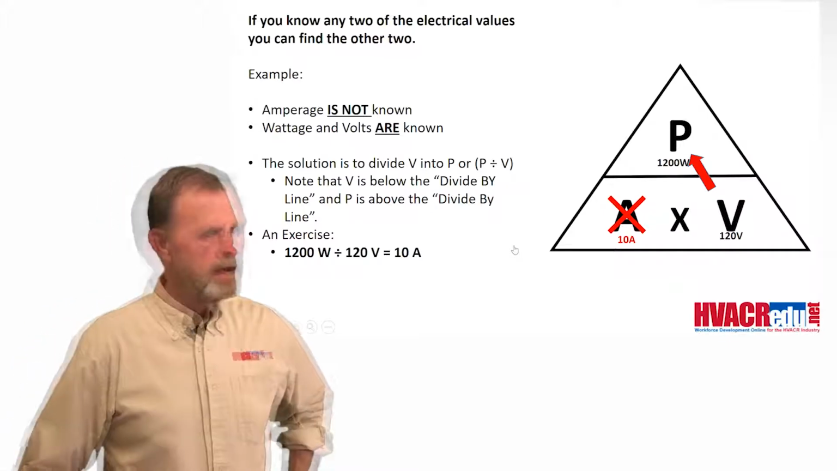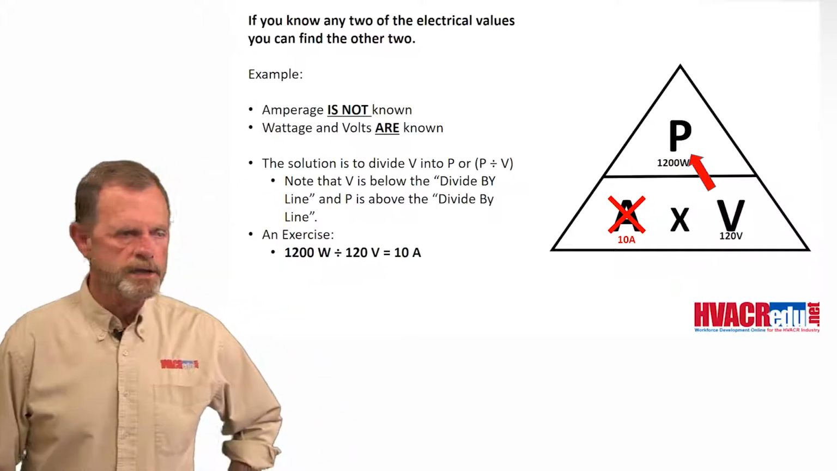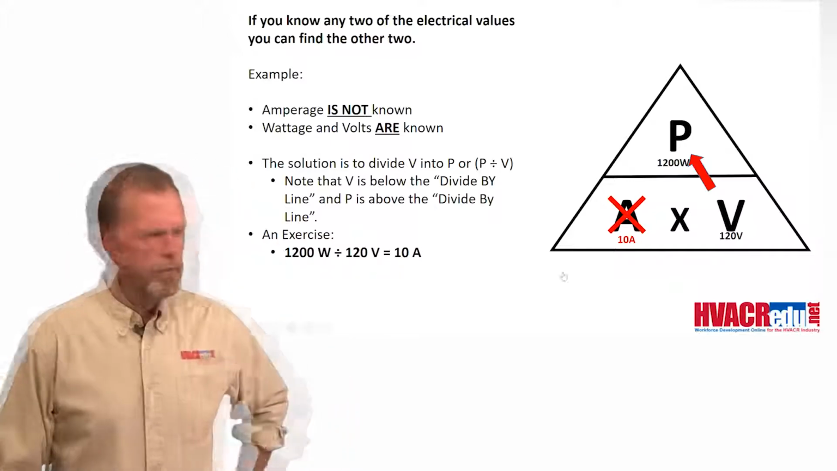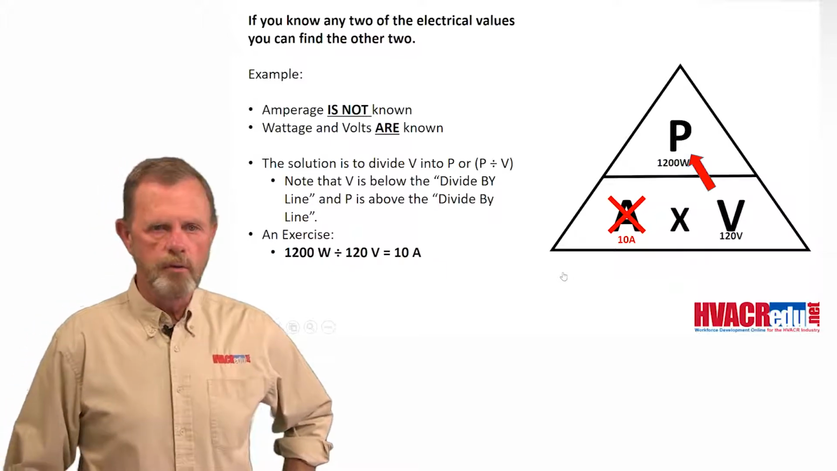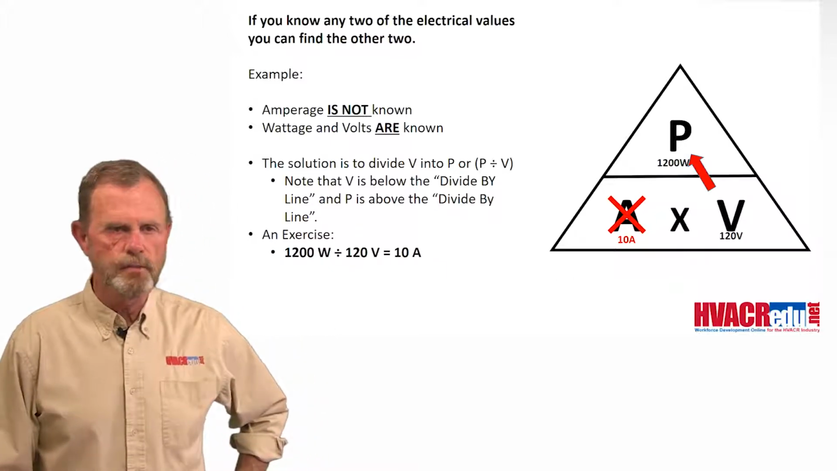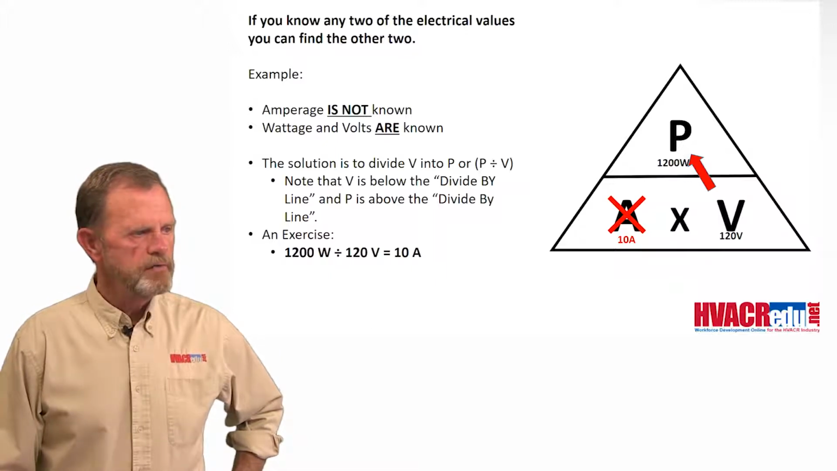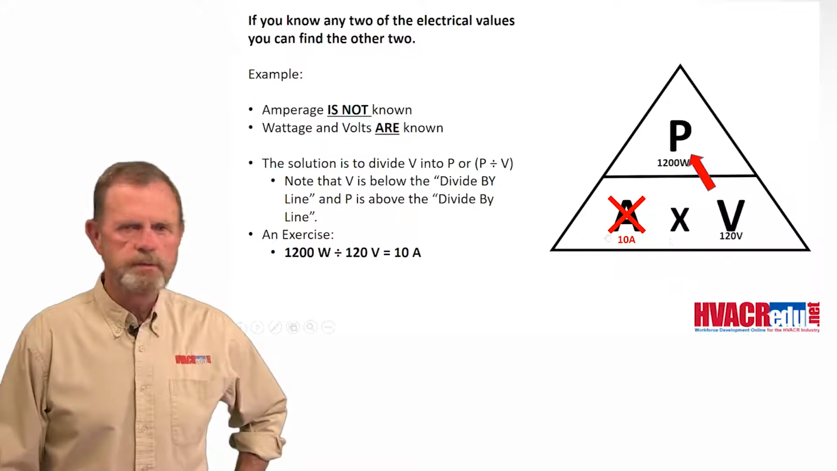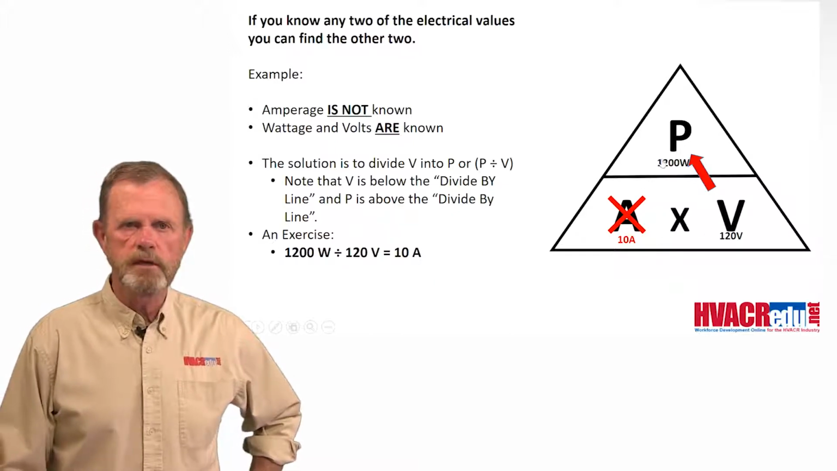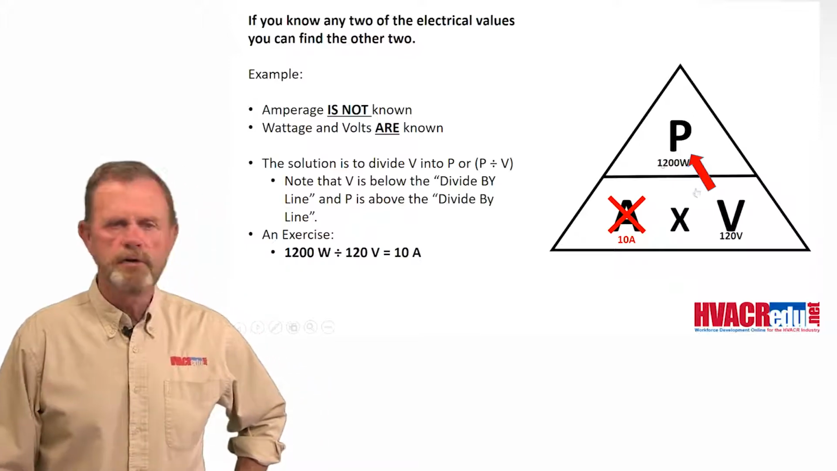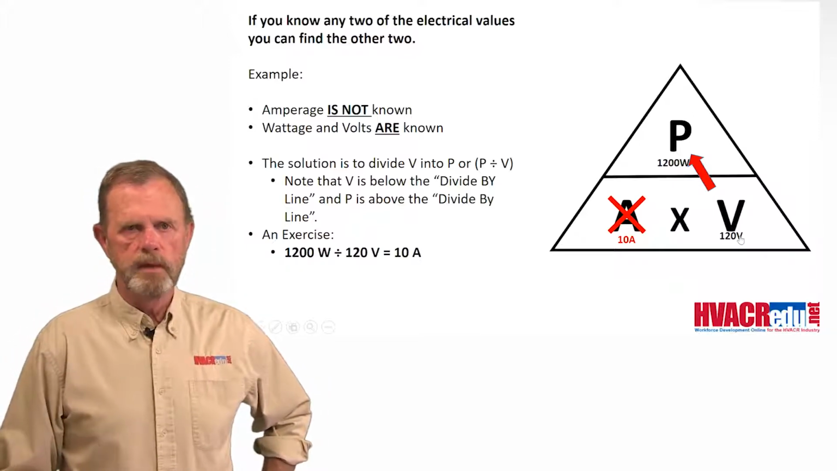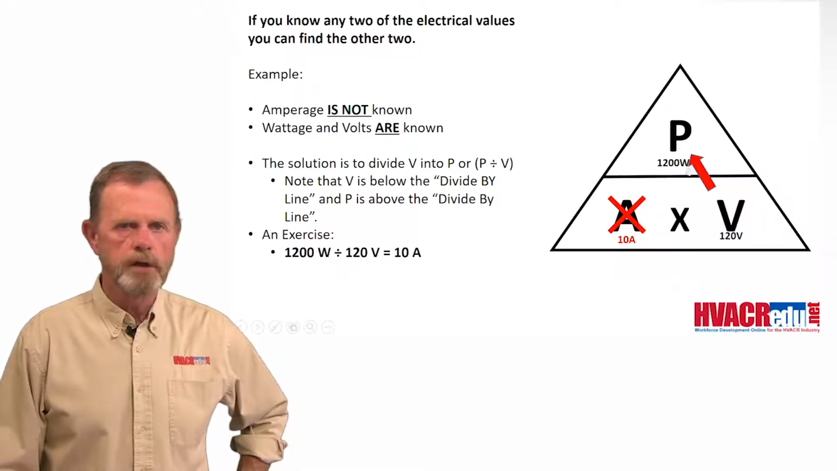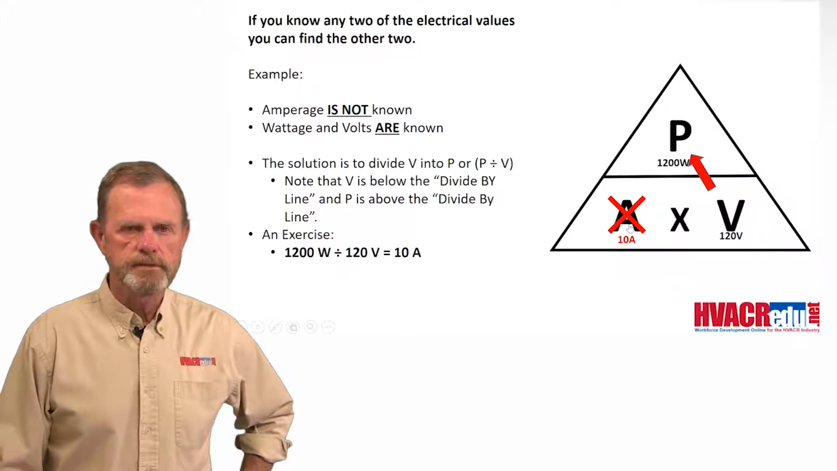Now we're changing up and we're going to find wattage or power. P stands for power, which is wattage in electricity. We know it's a 1200 watt load. We know it's a 120 volt load, but we don't know what the amperage is. So maybe this is a 1200 watt electric heater. We know that it's 120 volt because that's what it says on the nameplate. To find out how many amps this thing should draw, we divide 120 volts into 1200 watts, and we get 10 amps.